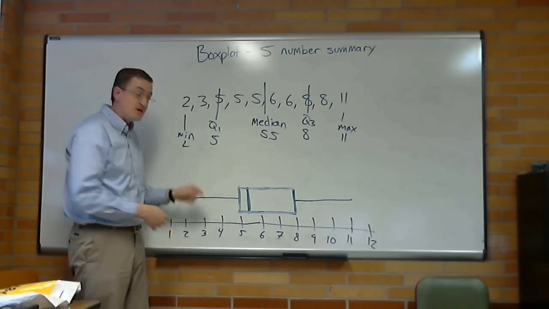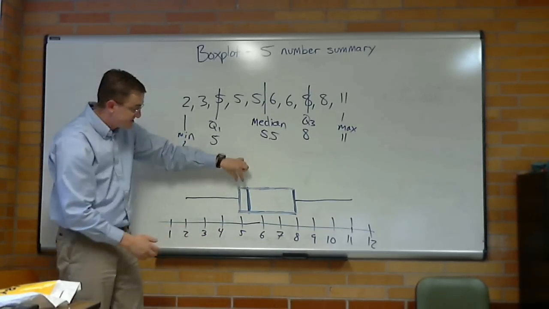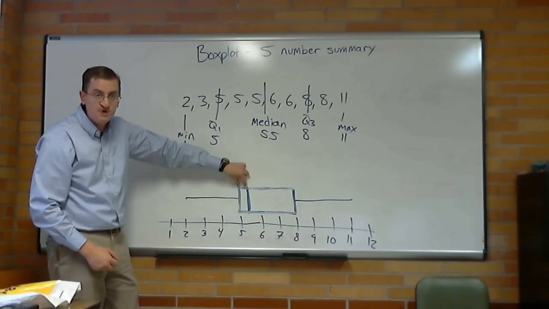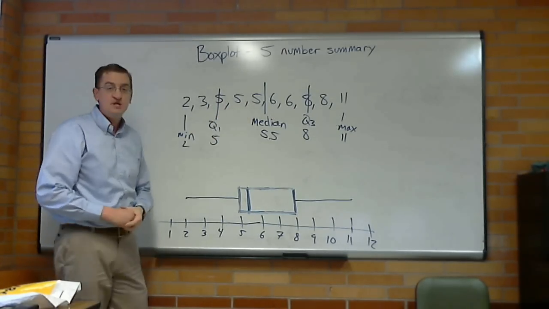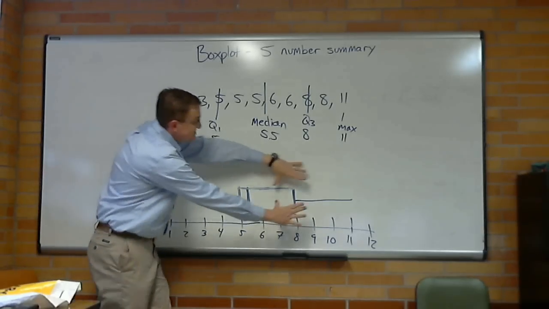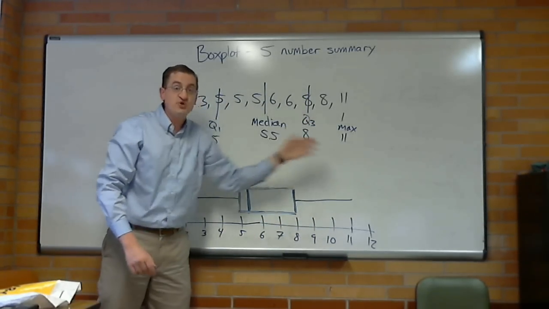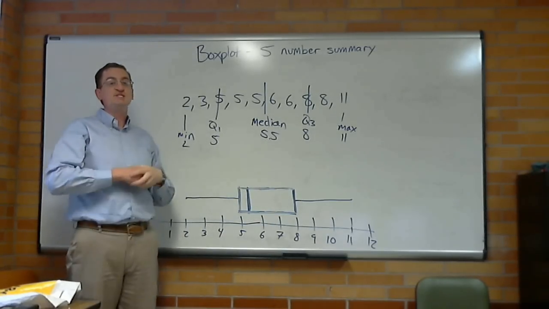Please notice, the box plot does not divide the number line into 4 equal sections. This section here be very small. It means you had a lot of data right here in this range. And we did 5, 5, 5. Lots of data right in there. And the rest of the data here was all spread out. 8, 8, and 11. So it does not divide up the number line into equal fourths, but the data into equal fourths.